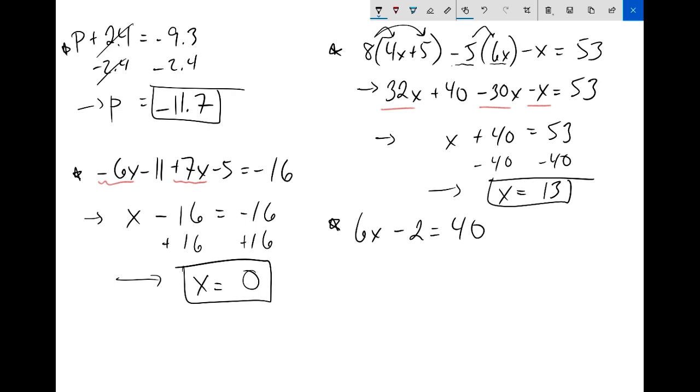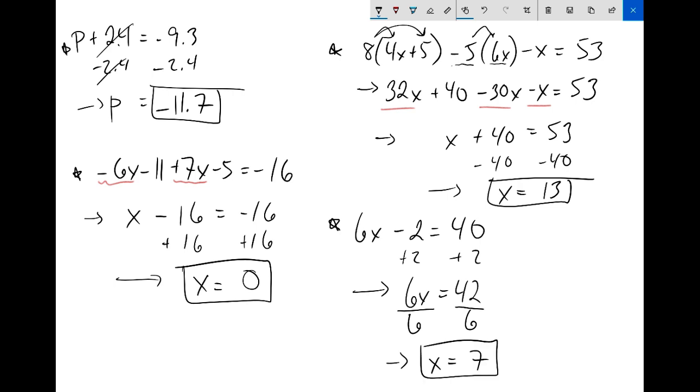First thing we do is what? We'd send that 2 over to the other side. And so we'd just be left with 6x on this side. 40 plus 2 is 42. If you come into a situation like this where the number's attached to the x, well, how do you get rid of it? You would divide it out because it's 6 times x, and so you just get 7.